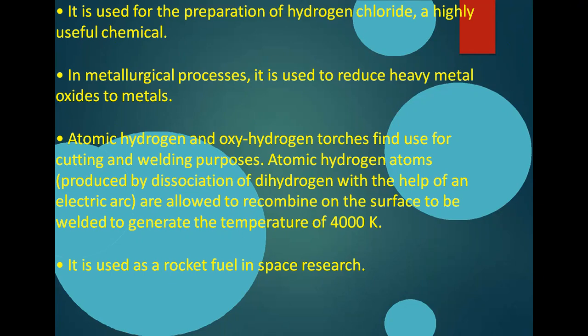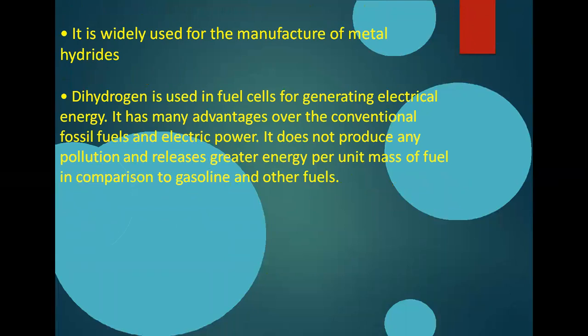It is used as a rocket fuel in space because of its high calorific value. Hydrogen has a high calorific value, and because of this it is used as a fuel in rockets and for space research. It is widely used in the manufacture of metal hydrides. Metal hydrides are manufactured by using dihydrogen.